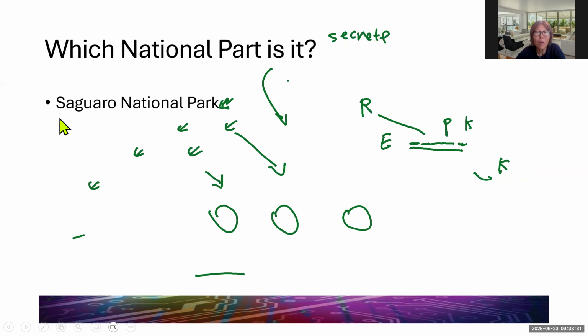If you recall the two photos about the national park, they came from Squirrel National Park. It's a beautiful national park.